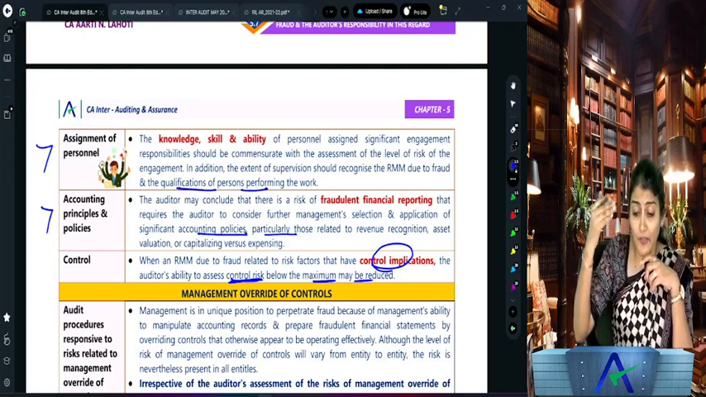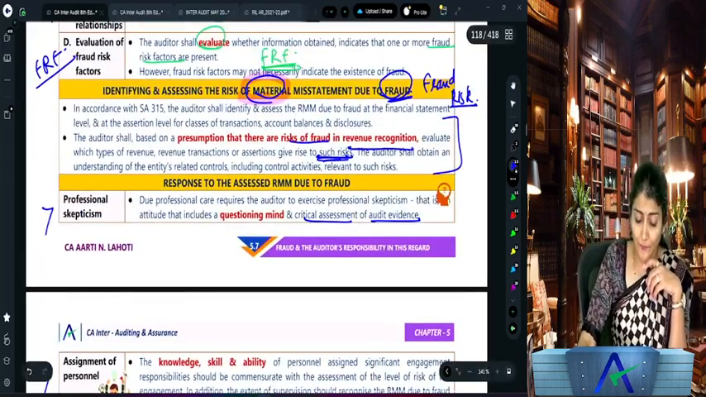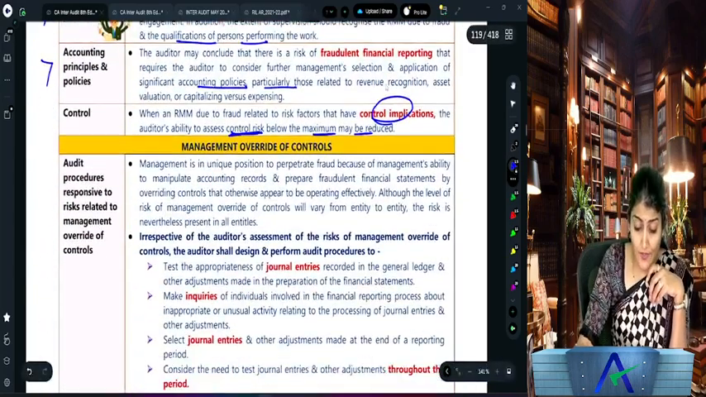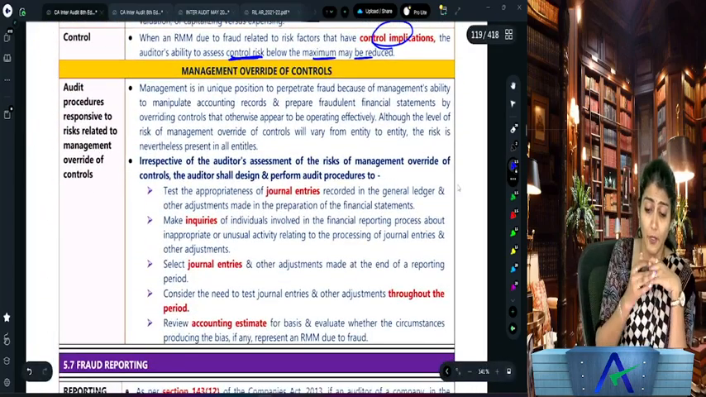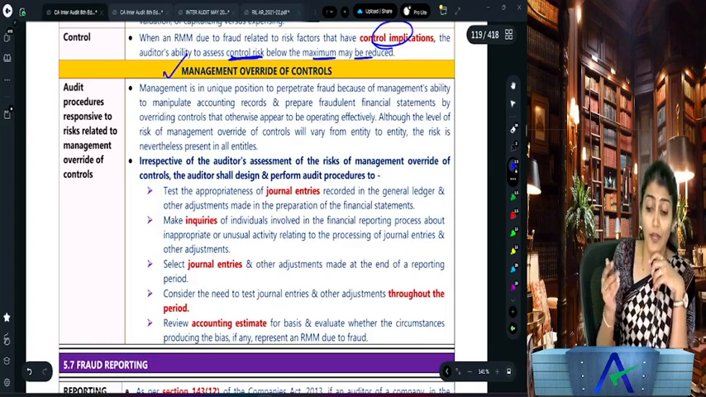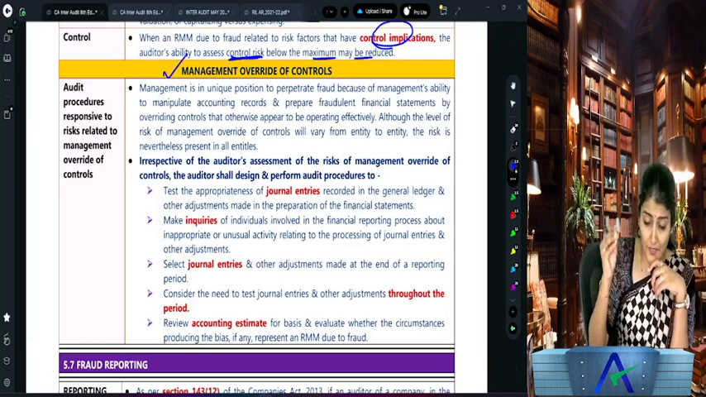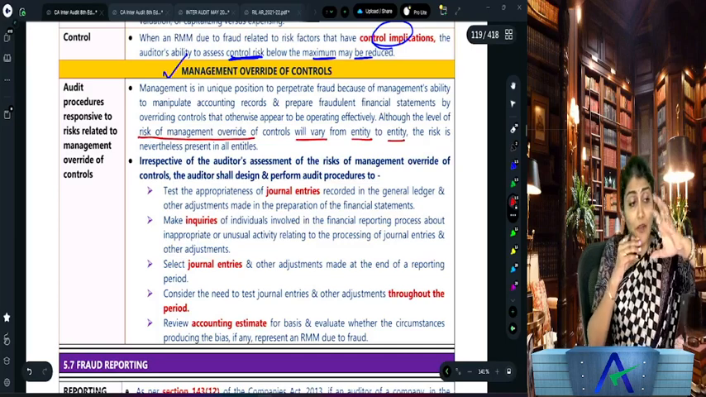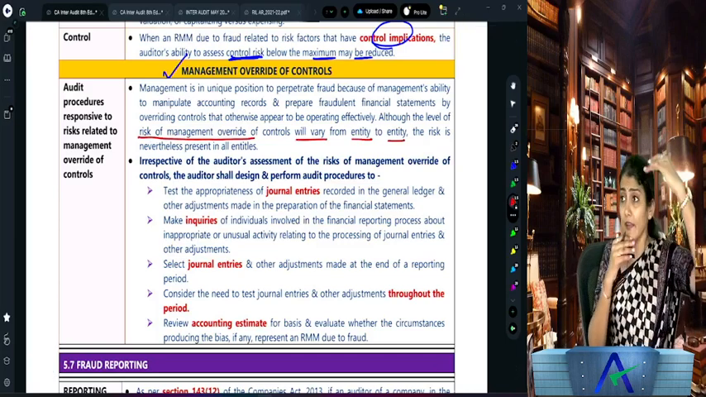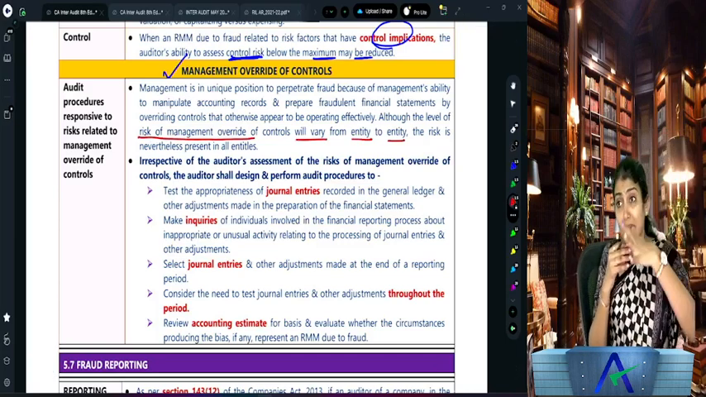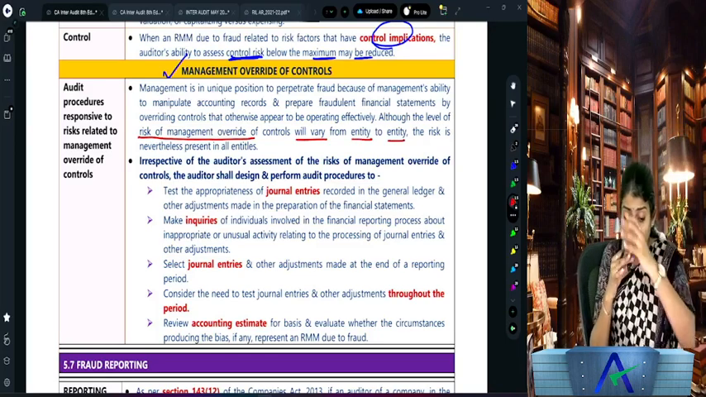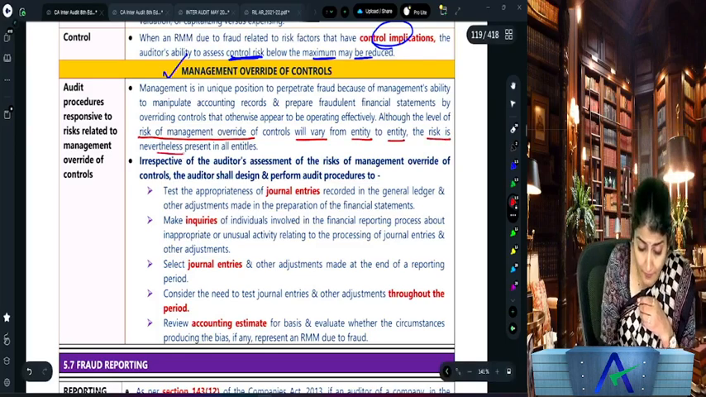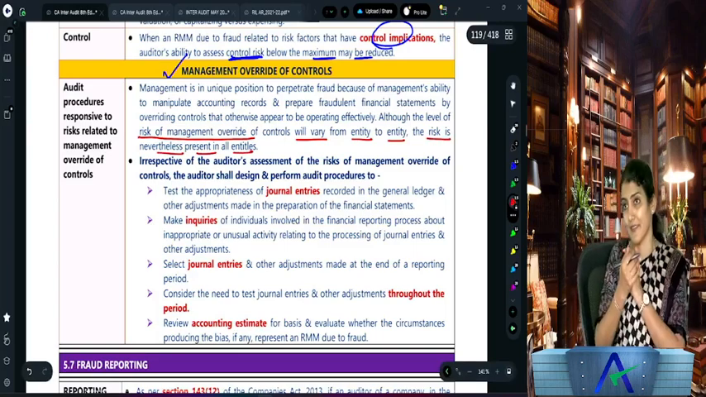Right. What was one presumed fraud risk which we saw right now? Revenue recognition. What is the second presumed fraud risk in every audit? Management override of the controls, right? The management override of the controls. What does it say? Although the risk of MOC will change from entity to entity. Okay, some companies, the risk of MOC is very high. Some companies, some entities, the risk of MOC is less. But what does it say? The risk is nevertheless present in all entities.